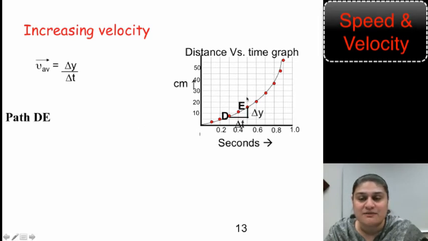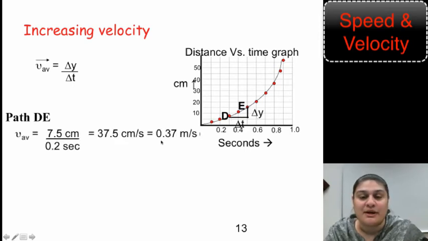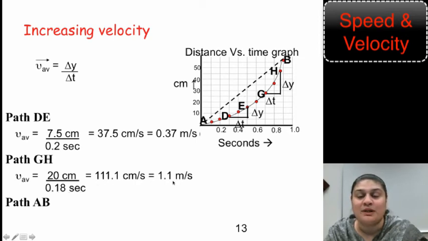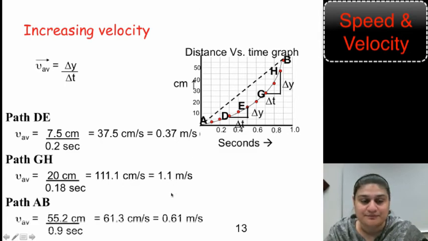So in this case, if you were to take the path DE between these points, the delta y over delta t will come out to be 0.37 meters per second. If you were to take a path GH, your path will be 20 centimeters divided by 0.818 seconds, which gives me 1.1 meters per second. If you've noticed, 0.37 and 1.1, there is a difference. It is an increasing velocity.